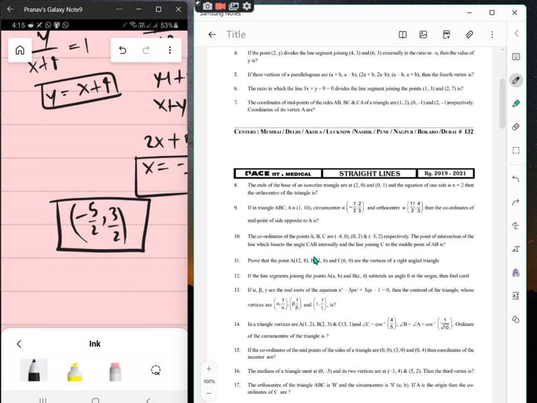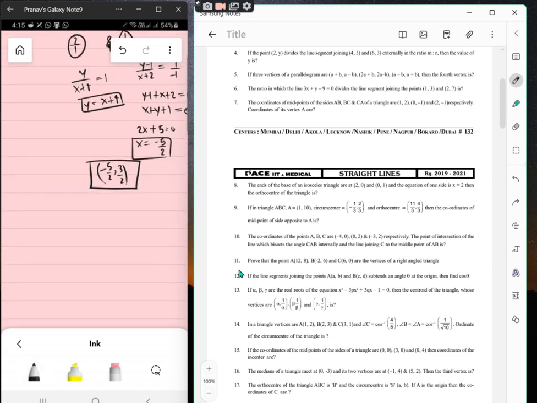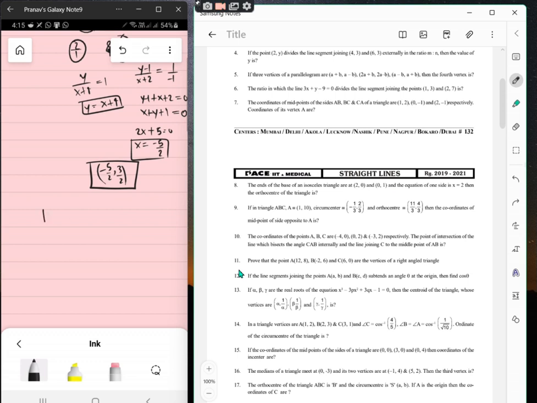Next, prove that. What was I doing once again? 11th, I think. Prove that the point. Okay, these points are the vertices of a right angle triangle. Let's try to graph this. Question number 11. So if we try to graph this, 12 comma 8 somewhere over here, negative 2 comma 6 somewhere over here, I guess, and 6 comma 0.